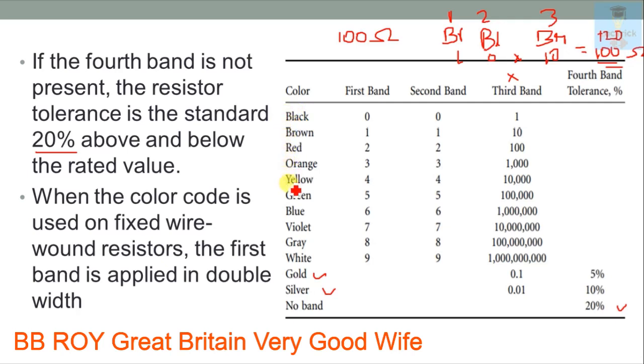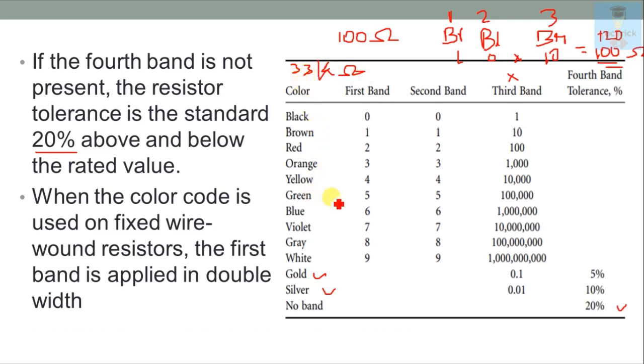In order to remember the color names, like in our academics, we have learned the mnemonic BB Roy, Great Britain, Very Good Wife. So by using that, I will write it down. Now we will look at one more example. I need a 33 kilo ohm resistor value. So 33 means the first digit is 3, then the second is also 3.